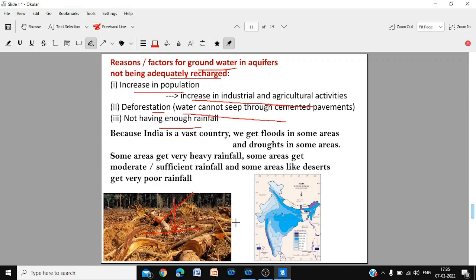And here we have got a map. These zones indicate moderate to heavy rainfall. These zones indicate low rainfall, and there are areas where there is very little rainfall or no rainfall, like deserts. So depending upon the climate of the place, they may have heavy rainfall or low rainfall or moderate rainfall or almost zero rainfall.